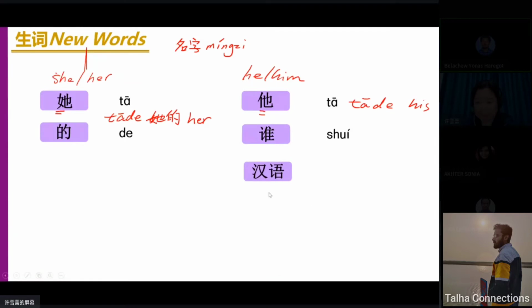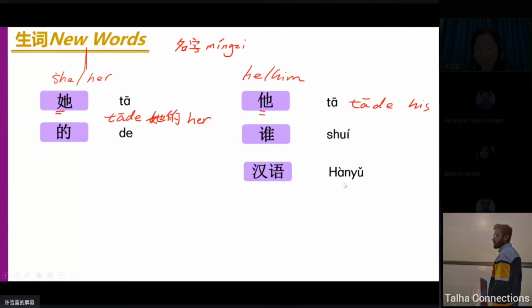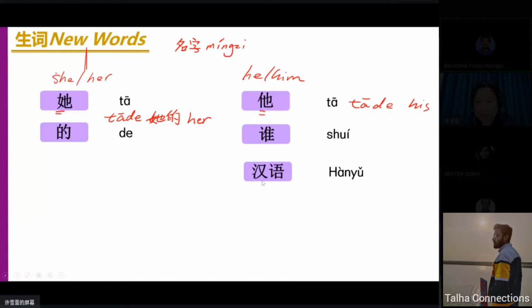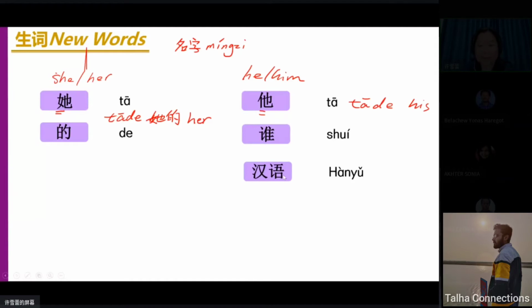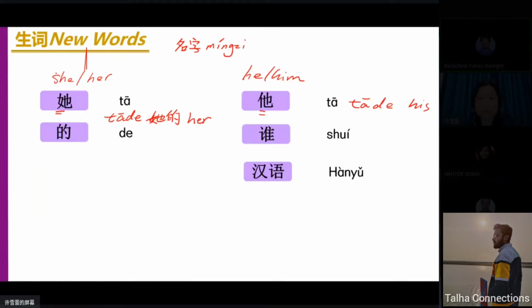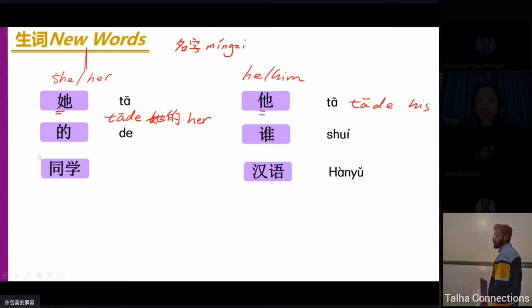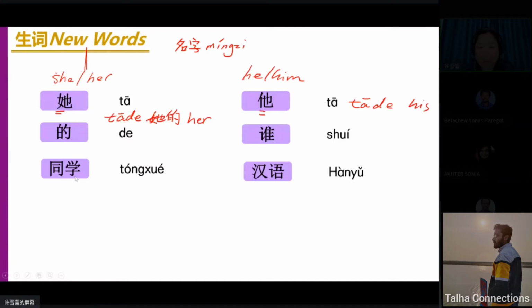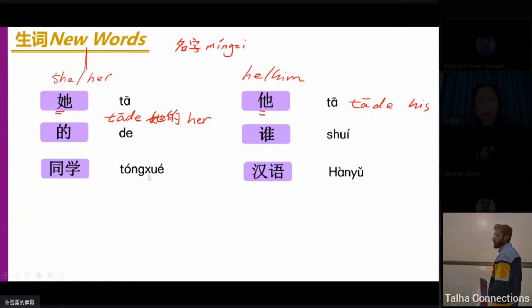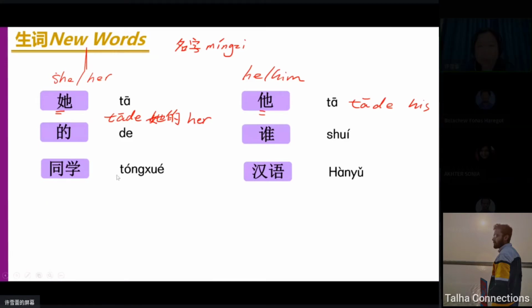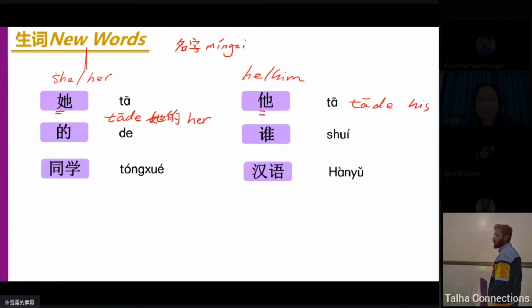Okay, next one. This word is read 汉语, 汉语, Chinese language. That's what you are learning, right? 汉语, good. Yeah, this one. 同学, 同学, 同学 is classmates, schoolmates, 同学.